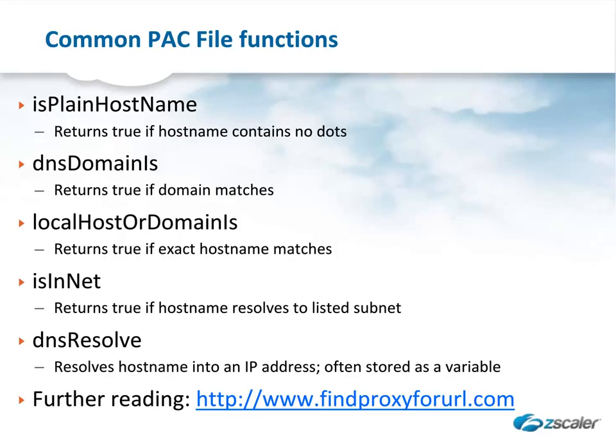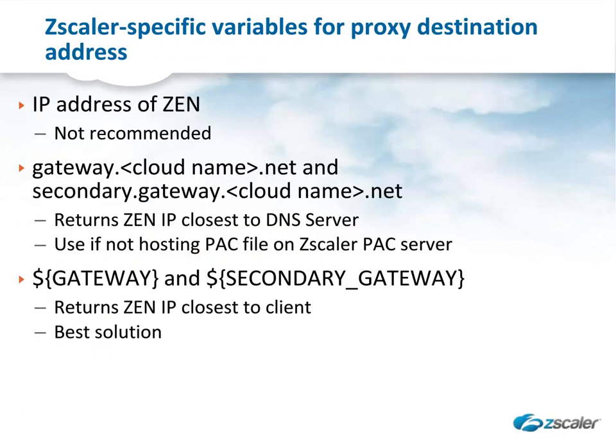For further reading, you can check out the website www.findproxy4url.com, which is named after the first statement in a PAC file. This site contains details on all the various functions supported by PAC files, as well as examples. Once you determine that a given request should be sent to the proxy server, you need to specify where to send that request in the PAC file.